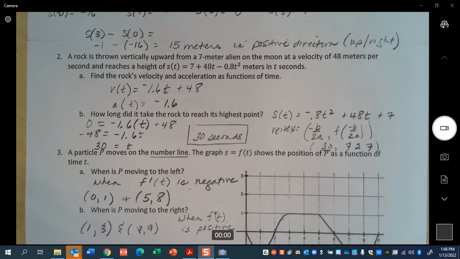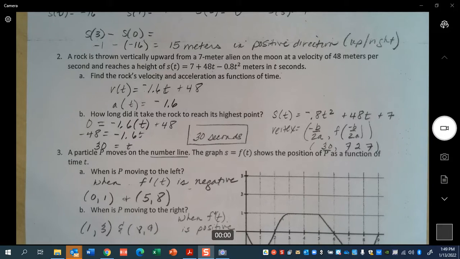How long did it take the rock to reach its highest point? So I did this 2 ways here. Here's the algebra 1 way. In algebra 1, we know that the vertex is negative b over 2a. So I went ahead and found negative b over 2a. But I'm talking about the rock reaching its highest point. That's going to be where that velocity is equal to 0, where it changes direction. It's easier with the calculus.